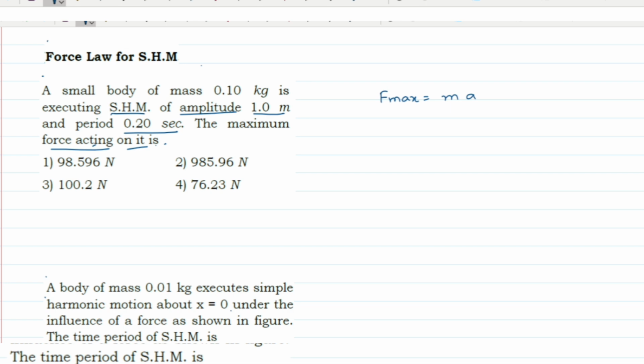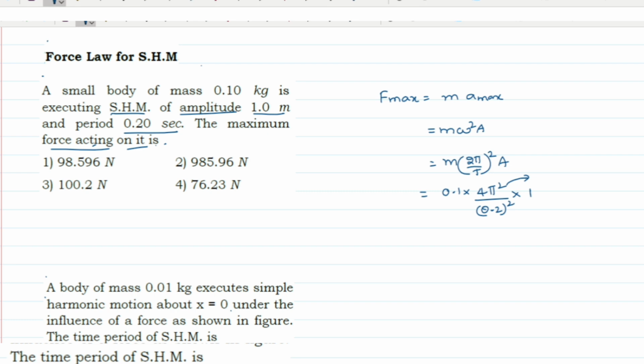F max equals mass into A maximum, the maximum acceleration, which will be m into omega square A. Now time period is given, so you have to convert the angular frequency as 2 pi by T, whole square, into A. So substitute mass 0.1 kg into 4 pi square by T square, where T is 0.2 seconds, whole square, into amplitude 1.